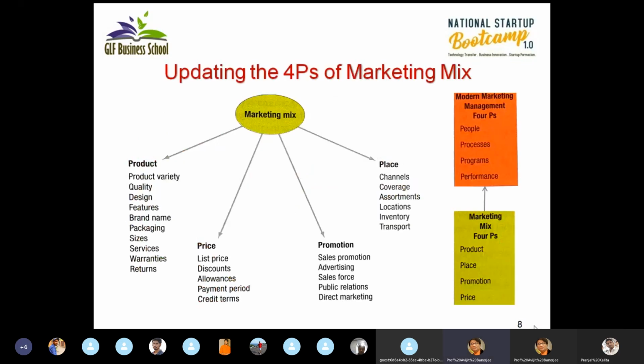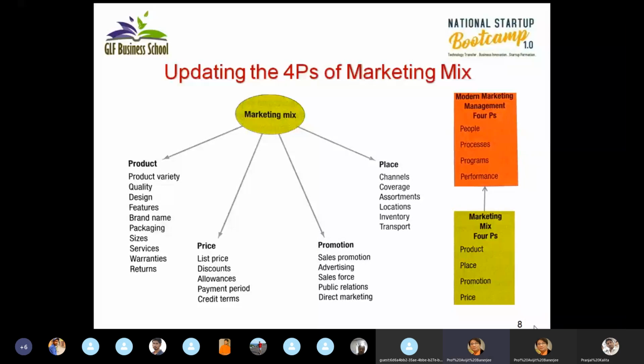We also discussed the updated 4 P's of the marketing mix. The traditional 4 P's of marketing are product, place, promotion, and price. But from that traditional view of 4 P's, we have to upgrade our organization to the modern marketing management 4 P's, which are people, process, program, and performance.